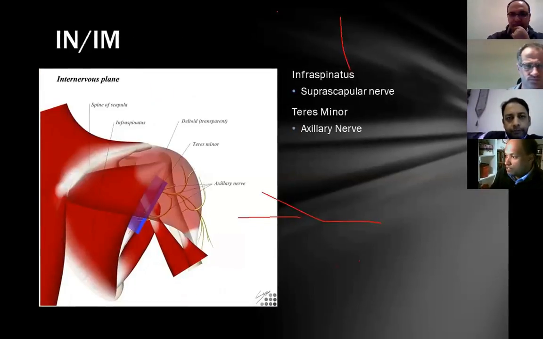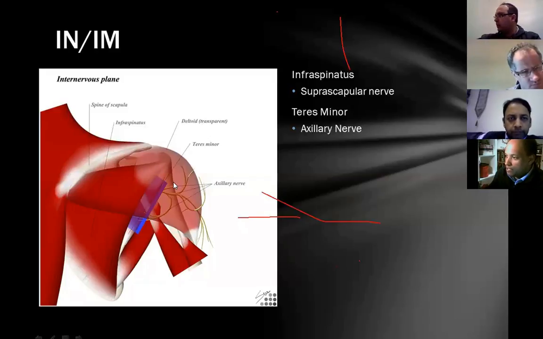So, internervous plane. You've now done your incision. You see your deltoid, which you're going to retract laterally. And then you've got your internervous plane, which is between infraspinatus, which is supplied by the suprascapular nerve, and teres minor, which is supplied by the axillary nerve.